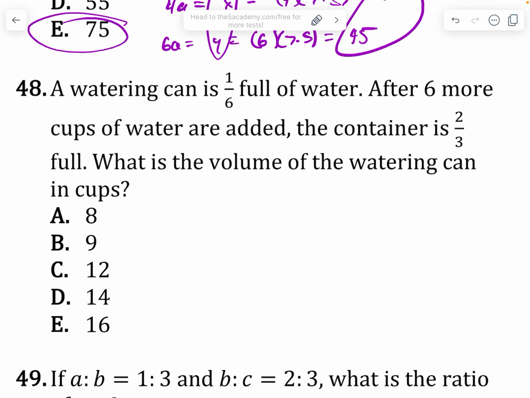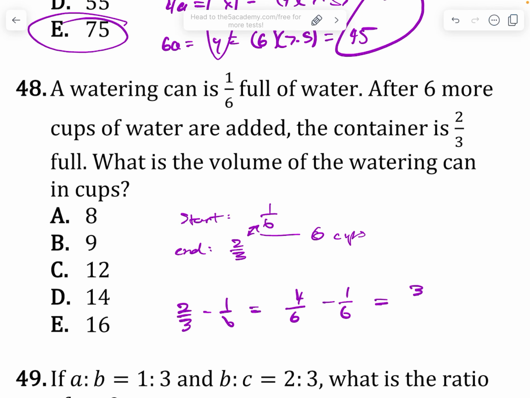So first, starting condition is 1/6 full. Ending condition is 2/3 full. Between here and here, we know it's 6 cups. I want to identify the actual change in proportion here. So 2/3 minus 1/6 is the same thing as saying 4/6 minus 1/6. That's 3/6, which is equal to half. And this corresponds to what we added, which is 6 cups. Okay, so if I know half of the container is 6 cups, then that means the entire container is going to be 12 cups.